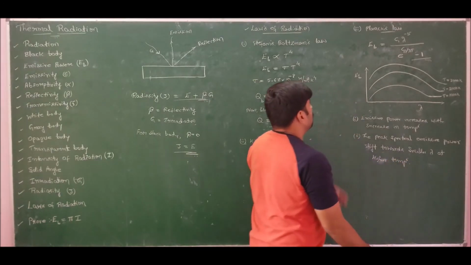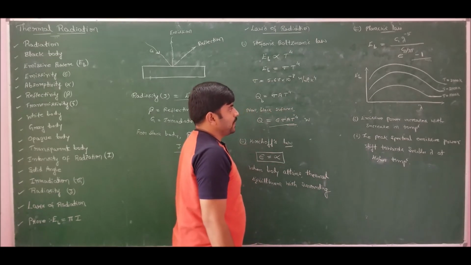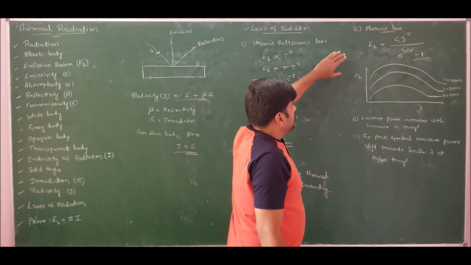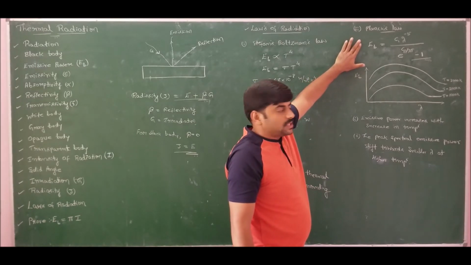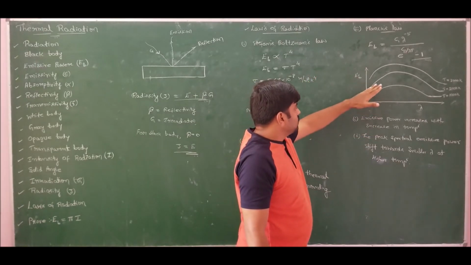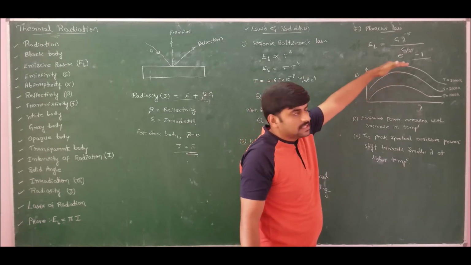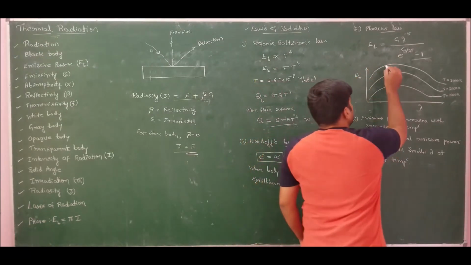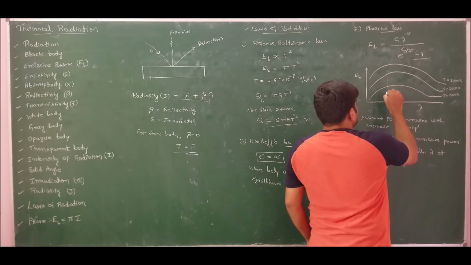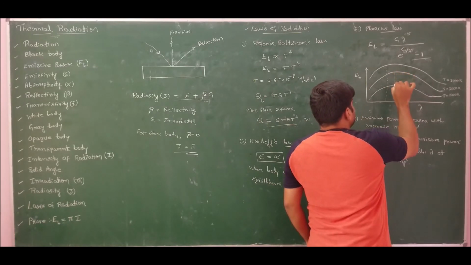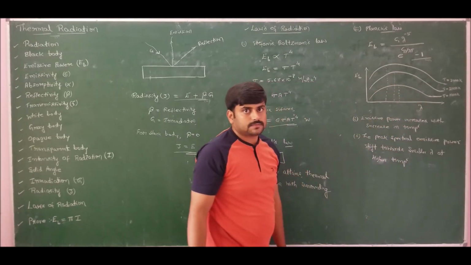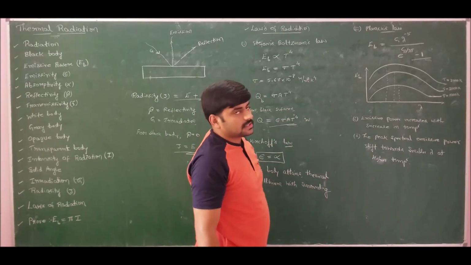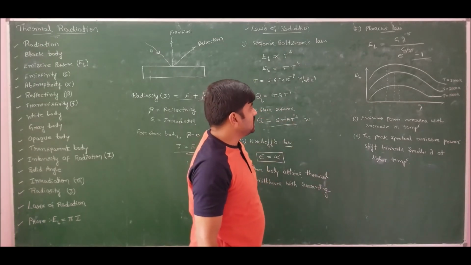So this is about Planck's law of radiation. Planck has determined the equation for emissive power, and he has given the spectral distribution. From the spectral distribution, he has observed that the emissive power increases with increasing temperature, and also the peak spectral emissive power will shift towards the smaller wavelength at higher temperature. As you increase the temperature, the peak value of emissive power will shift towards the smaller wavelength. So this is what he has stated. So this is about Planck's law.